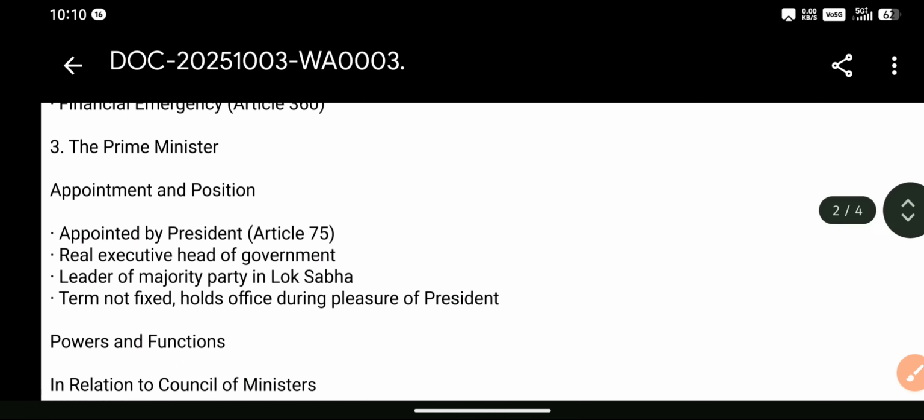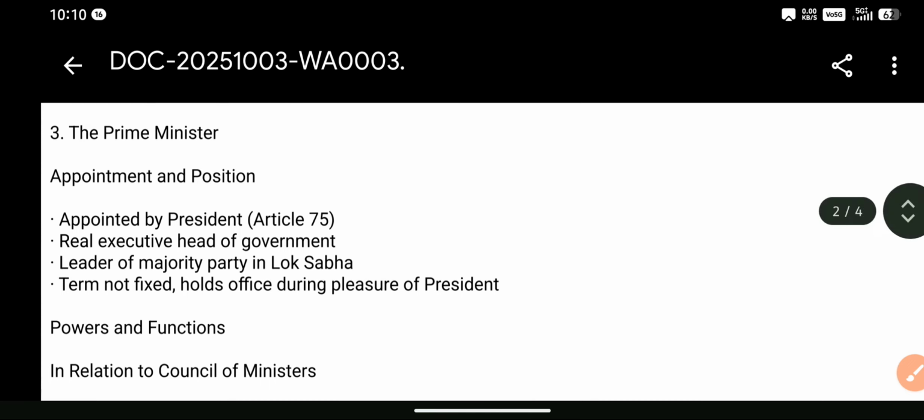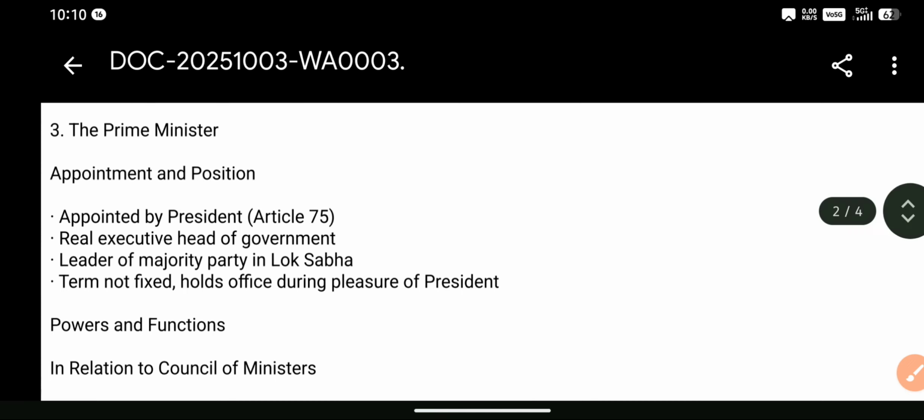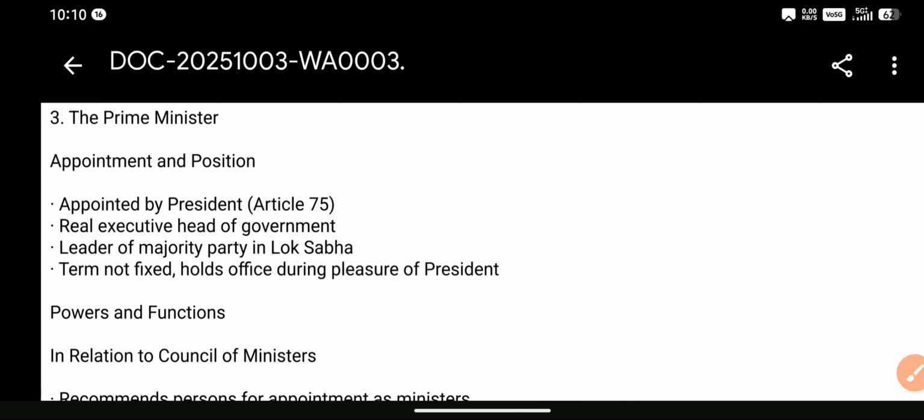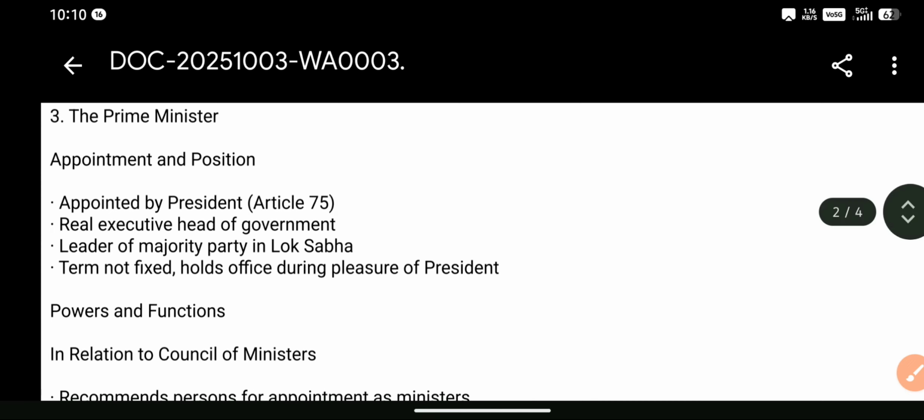Appointment and position. Appointed by President, Article 75. Real executive head of government. Leader of majority party in Lok Sabha. Term not fixed, holds office during pleasure of President.